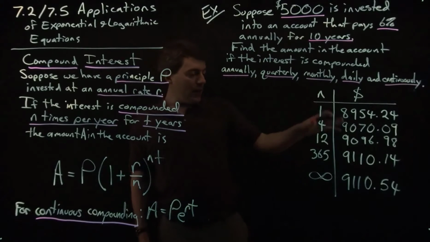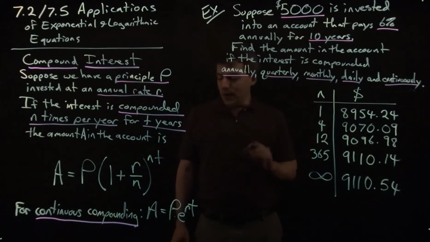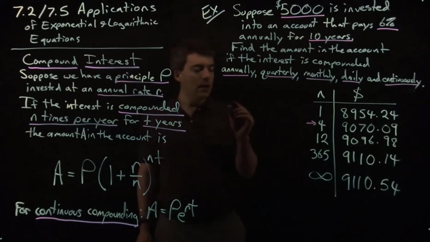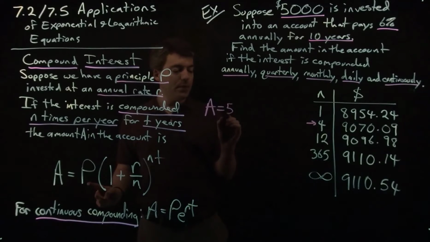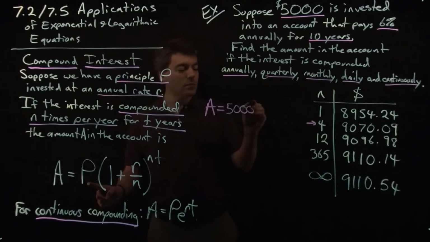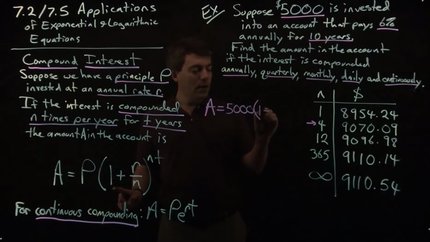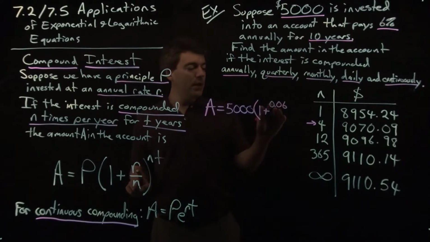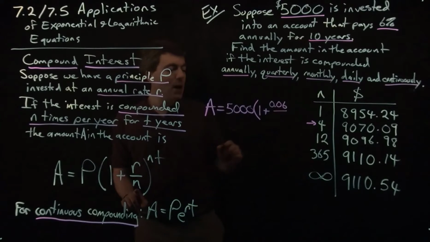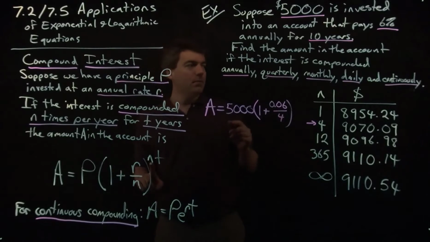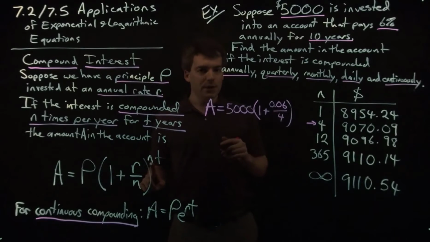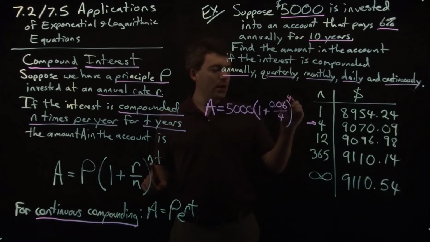Now, I've already calculated the values here, but let's set up one of these. Let's set up the quarterly case. So we have the amount that's going to be the principal, so 5,000 times 1 plus the rate, and we should always express the rate as a decimal. So 6% is 0.06. Divide by the number of times compounded, 4. Raised to the number of times compounded, 4, times the number of years, 10. So 4 times 10.